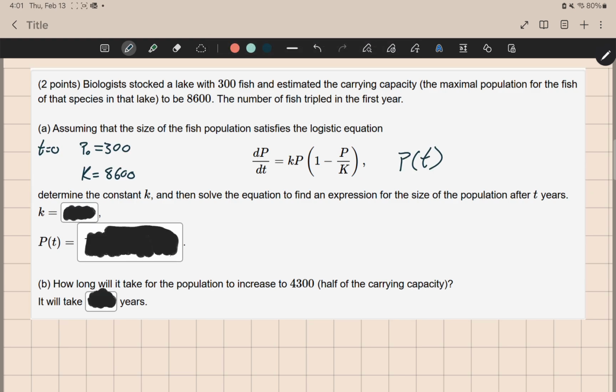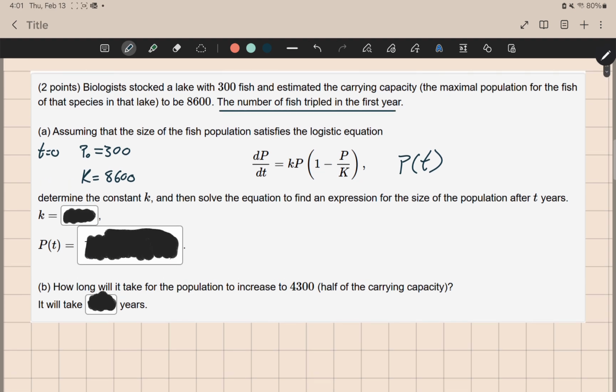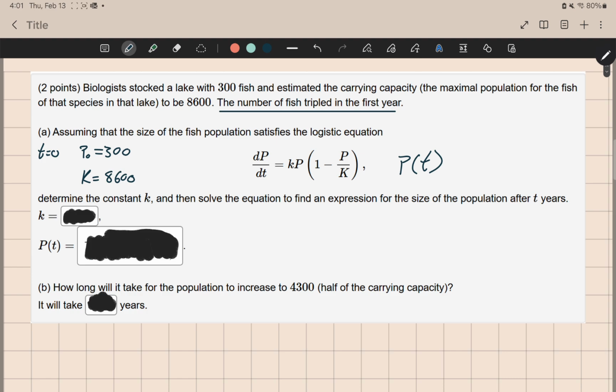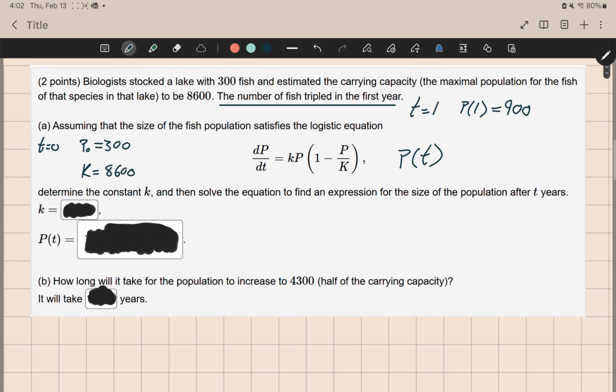But then we also have another condition that they give us, that the number of fish is tripled in the first year. So we also have a second condition, because you'll see in a little bit we'll have two variables that we have to solve for. So we need two conditions. So when t equals 1, if the fish tripled, we're going to have P1 equal to 900. So these are some of our variables right off the bat.